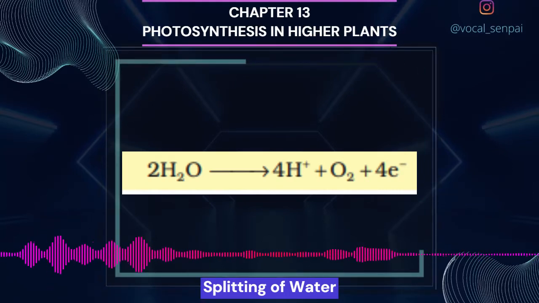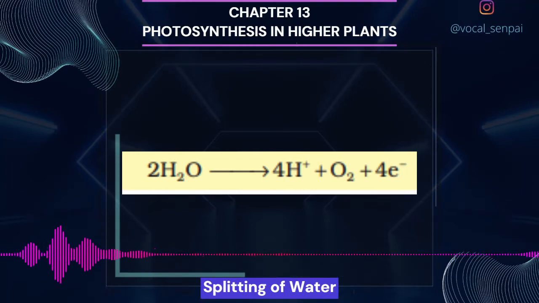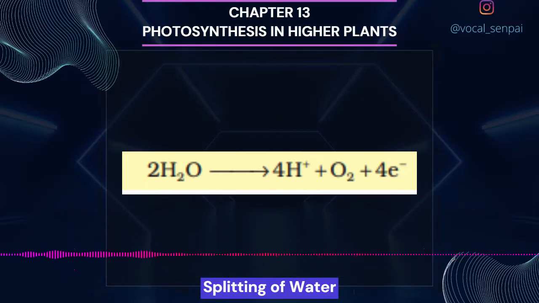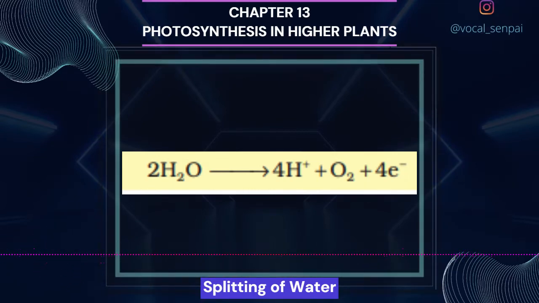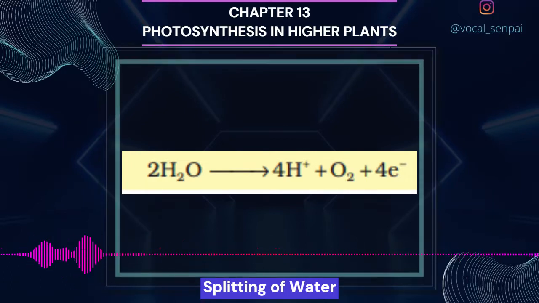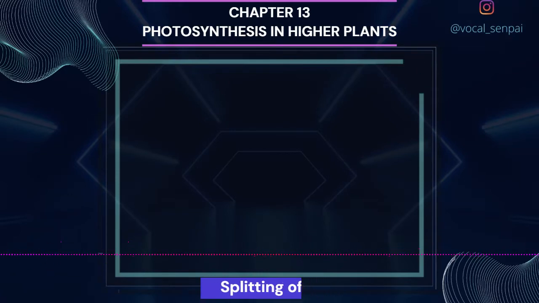We need to emphasize here that the water splitting complex is associated with the PS2, which itself is physically located on the inner side of the membrane of the thylakoid. Then, where are the protons and O2 formed likely to be released, in the lumen? Or on the outer side of the membrane?